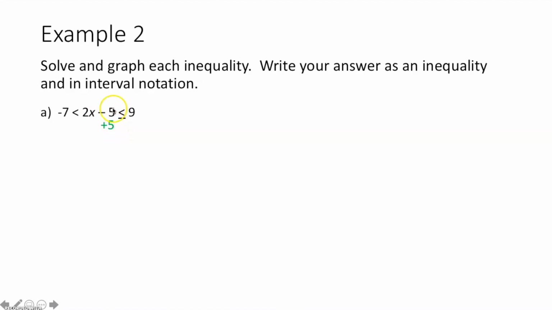I add 5. Now when I add 5 to the center, I must add 5 to both sides as well because this is a compound inequality. So now these are going to cancel each other out. That's why we did it. Over here, negative 7 plus 5 gives you negative 2 and 9 plus 5 gives you 14.